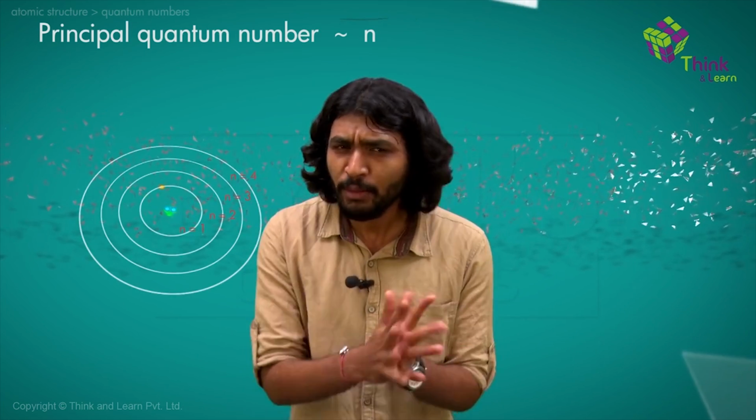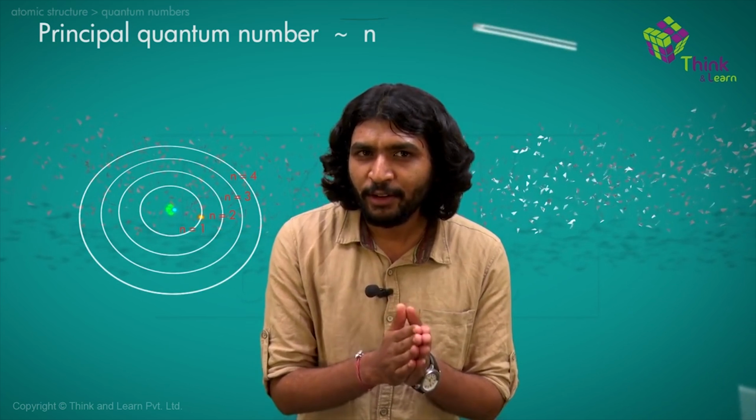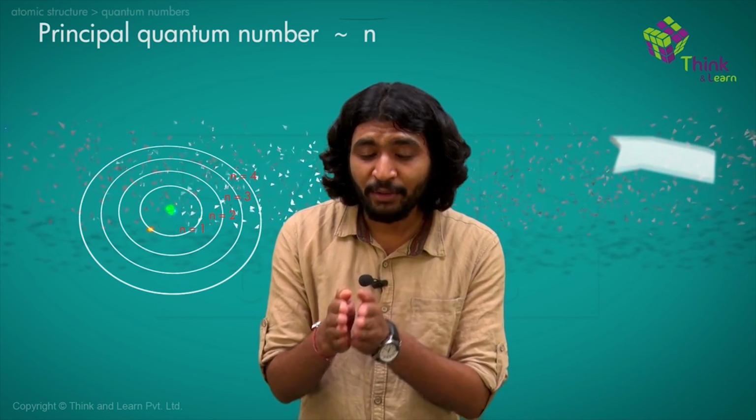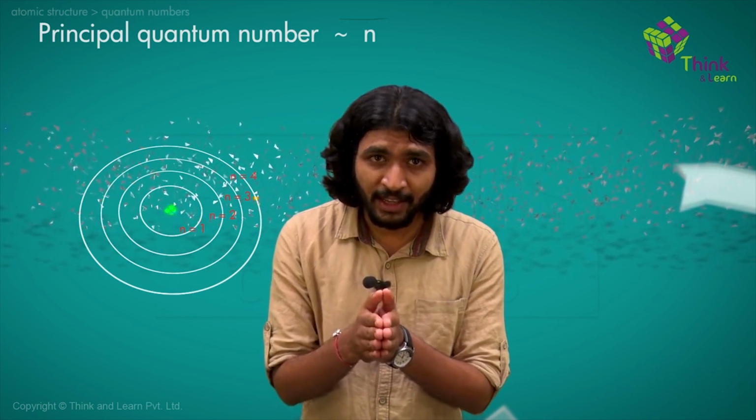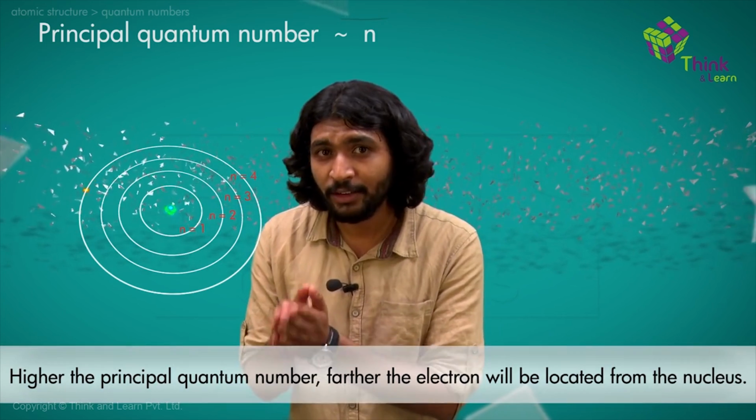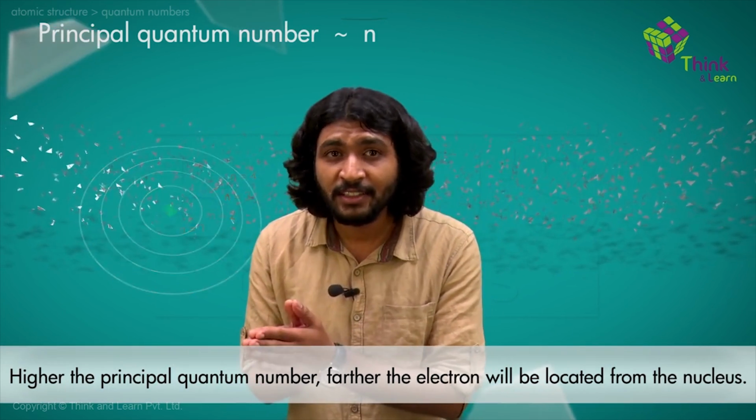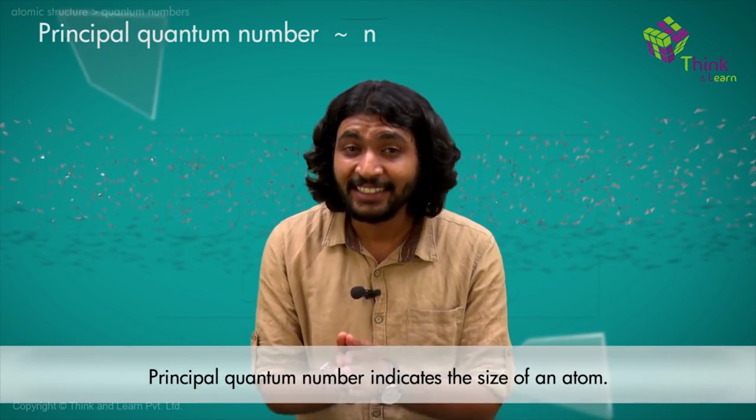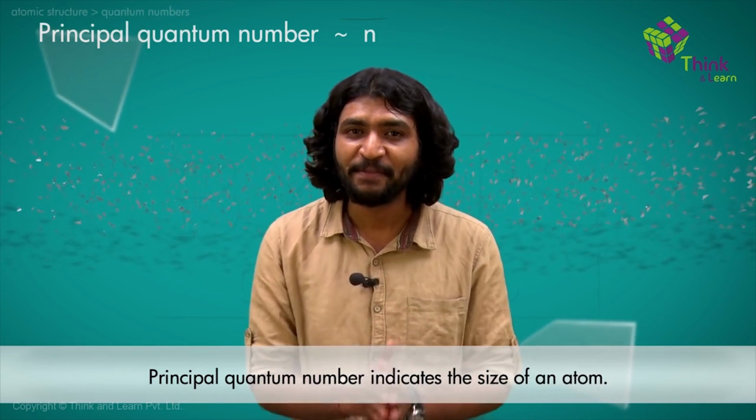Now that I've explained the principal quantum number, can you tell me what would happen for an electron whose principal quantum number was increasing? It would move away from the nucleus, which means the higher the principal quantum number, the larger the distance of the electron from the nucleus. So the principal quantum number indicates the size of an atom.